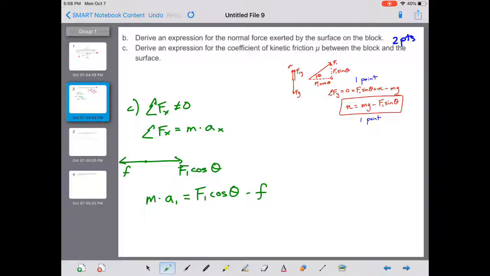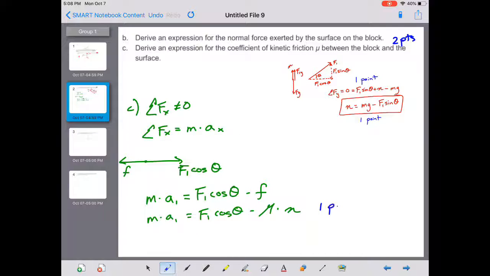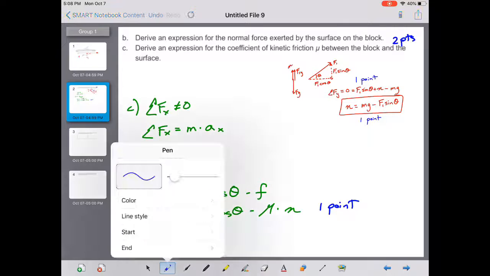Now, I need to substitute force of friction in for the equation that represents force of friction. That's going to be m times a1 is equal to F1 cosine theta minus mu times the normal force. All right? That right there represents 1 point on this problem. So if you can get to that point, you've earned yourself another point.